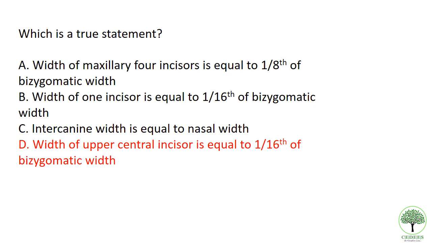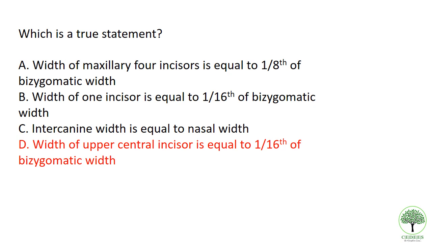Let's take up this particular question. The question is, which is a true statement? The width of the maxillary 4 incisors is equal to 1/8 of the bizygomatic width. The width of one incisor is equal to 1/6 of the bizygomatic width. Intercanine width is equal to the nasal width. And the width of upper central incisor is equal to 1/6 of the bizygomatic width.